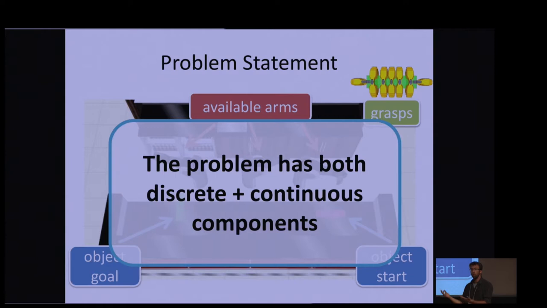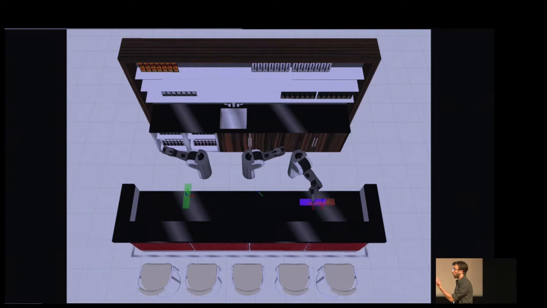And now, the continuous side, we have to figure out that six-DOF motion that the object is going to take from the start to the goal, and the joint space trajectory from the start for each support arm along the way. And now this is a solution that we planned.